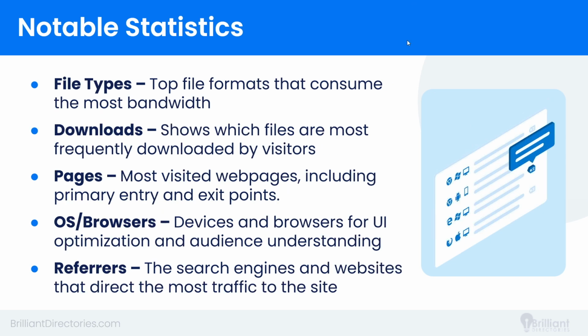With file types, you can see the top file formats that are consuming the most bandwidth. So if you have a lot of ebooks, PDFs, and things like that uploaded to your website for your members, you can see which ones have been downloaded the most. That goes right into downloads, seeing which specific files are most frequently downloaded by visitors. Pages shows which specific web pages are most viewed by visitors. You can also see the entry and exit points.